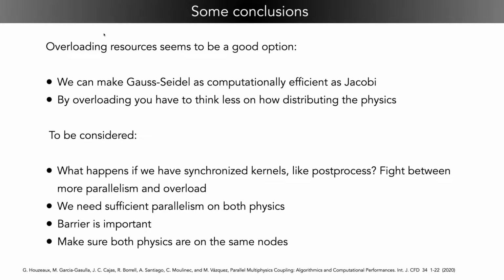Well, okay. So maybe I will stop because I have a full presentation now for another topic, but I will stop. So the conclusion, well, we can make the Gauss-Seidel as computationally efficient as Jacobi.